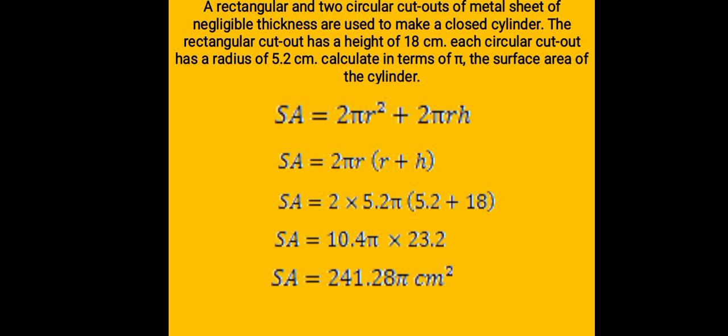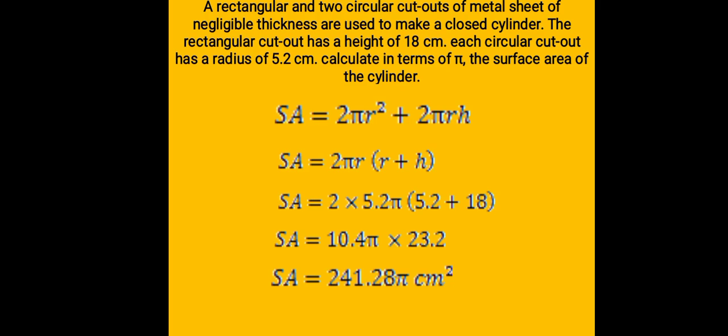A rectangular and 2 circular cutouts of metal sheet of negligible thickness are used to make a closed cylinder. The rectangular cutout has a height of 18 centimeter. Each circular cutout has a radius of 5.2 centimeter. Calculate in terms of pi the surface area of the cylinder.